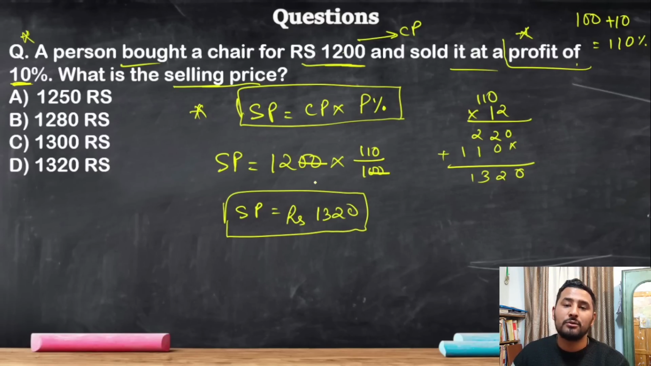If suppose they ask you to find CP in place of SP, what will you do? They'll give the value of SP that time. So just put the value of SP here. CP you write here, CP into either profit or loss. You should write it here. Okay. Then just calculate easily. So let us go to the next question.